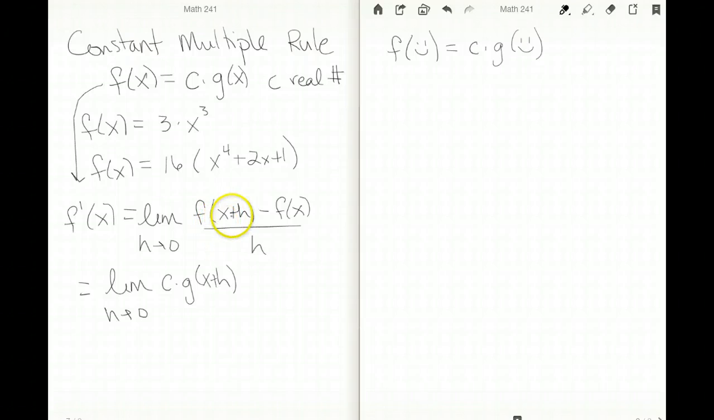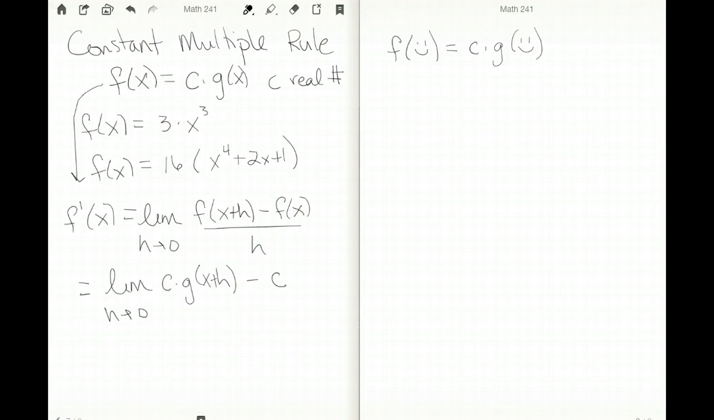I'm just plugging in x plus h instead of happy face. Okay, minus what is f of x? It is c times g of x, constant times g of x, and I divide by h. Okay, well, this may look horrendous, right? But notice that in each of these two terms there is a c. So what I can do is factor that thing out from both terms in the top.